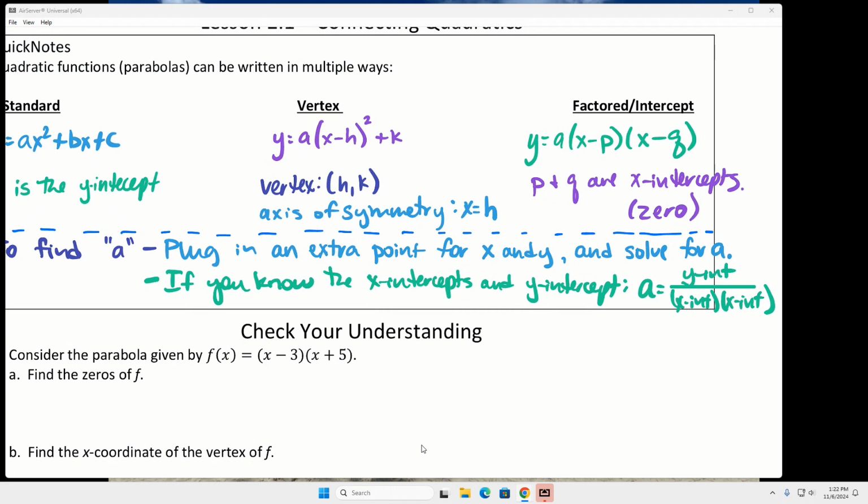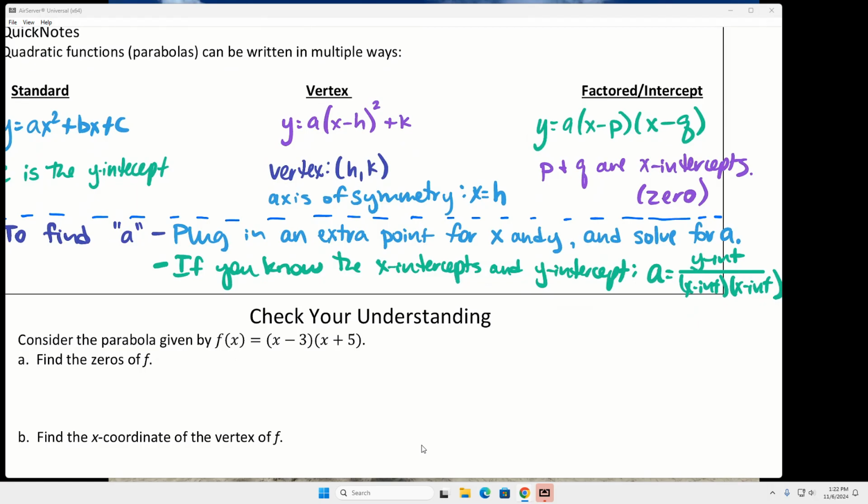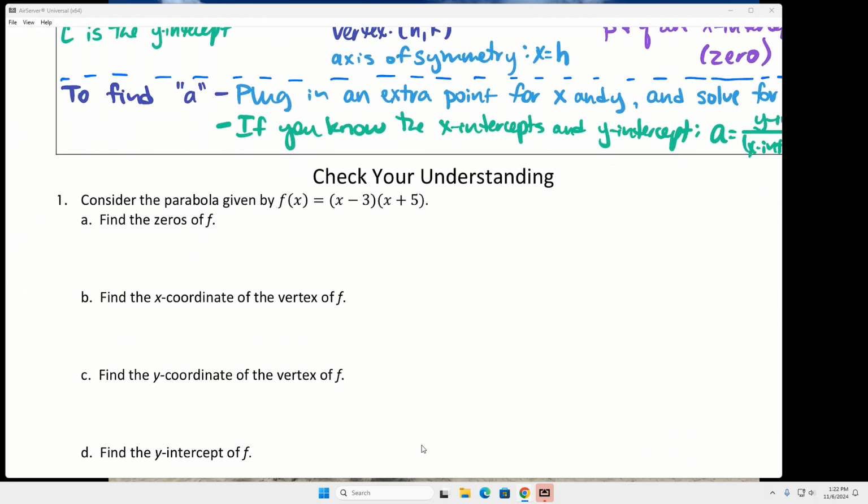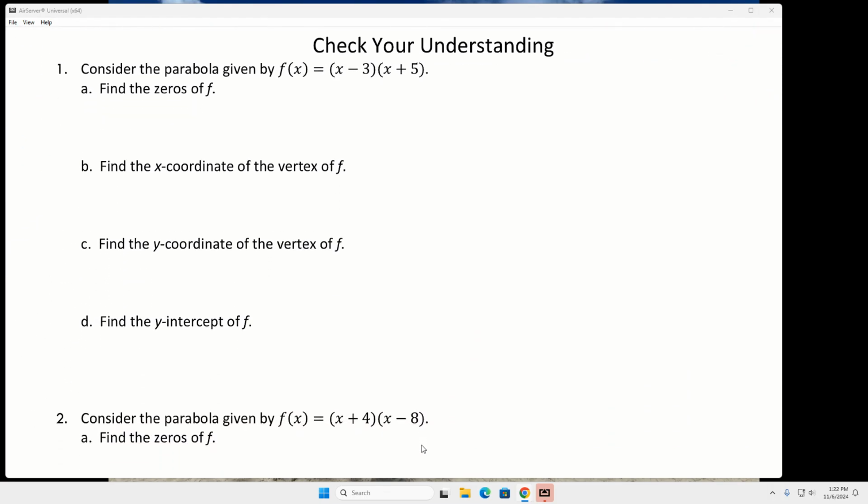All right, so the main thing we're going to do today is really look at all the forms and tell characteristics from them. And sometimes we change them to a new form to find things, and sometimes we just plug in values, but all the forms are important. All right, so on number 1, this one is in intercept form or factored form. And in factored form, the easiest thing to do is find the x-intercepts or find the zeros, which is what they're asking us to do. That's the first thing they're asking us to find.